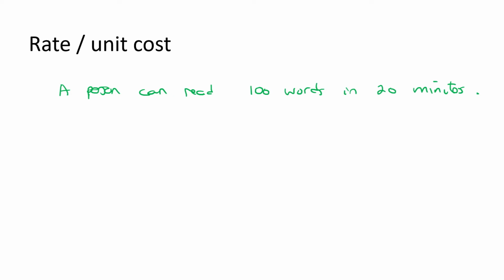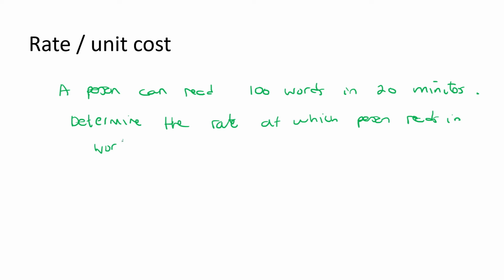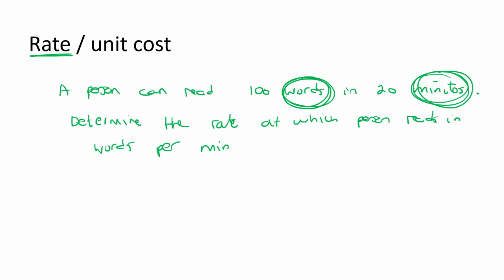Then they're going to say something like, determine the rate at which the person reads in words per minute. Okay, so can you see that they're talking about words and they're talking about minutes? So whenever they're talking about two different things like that, that is where we're going to start talking about rate.